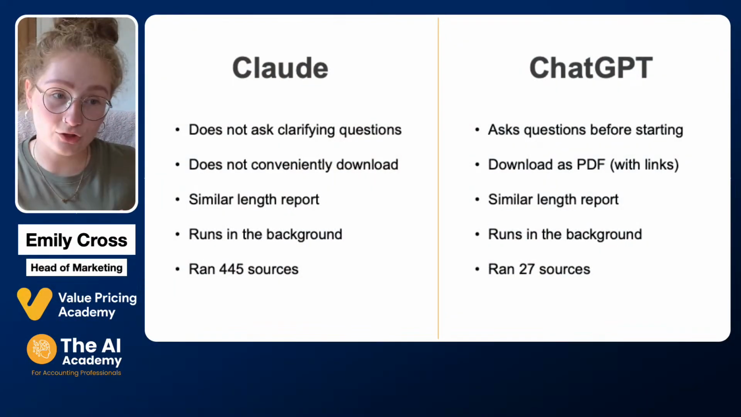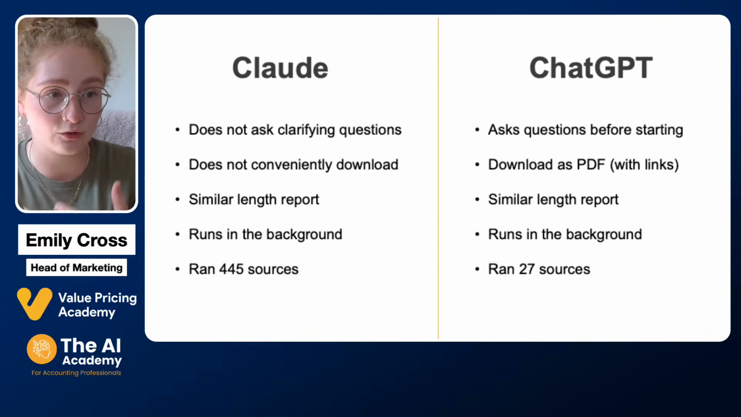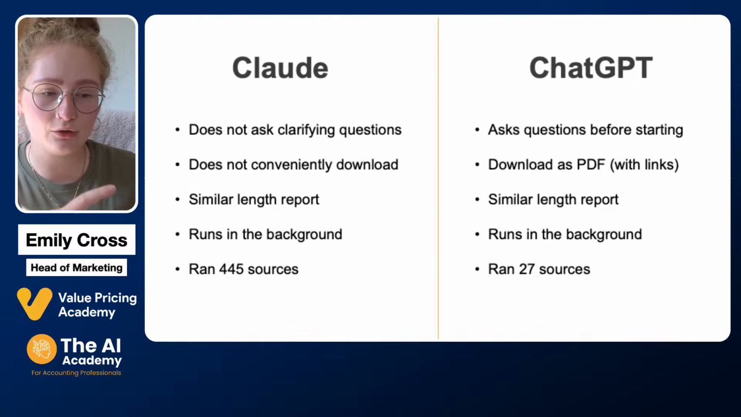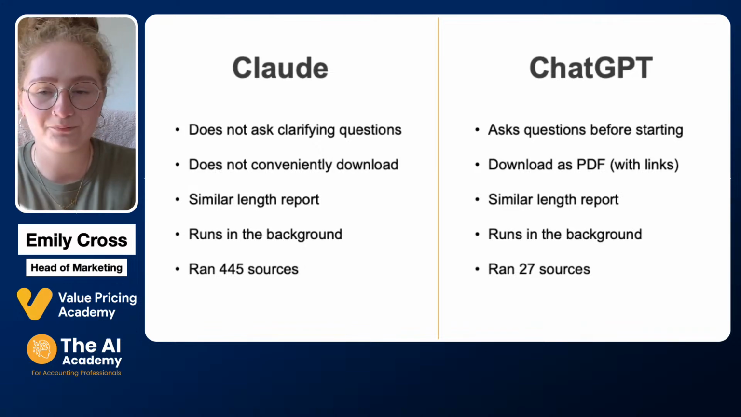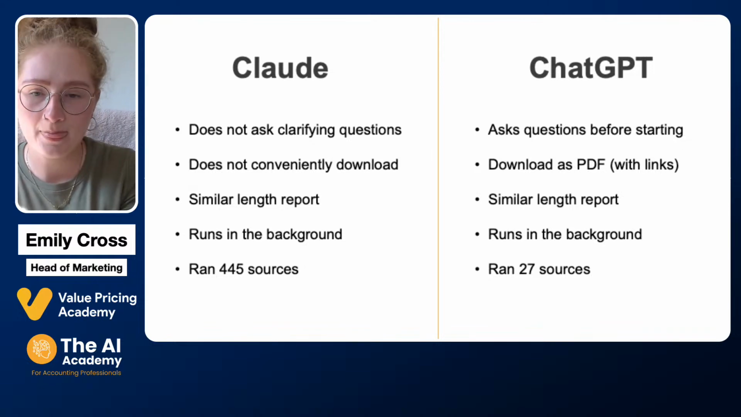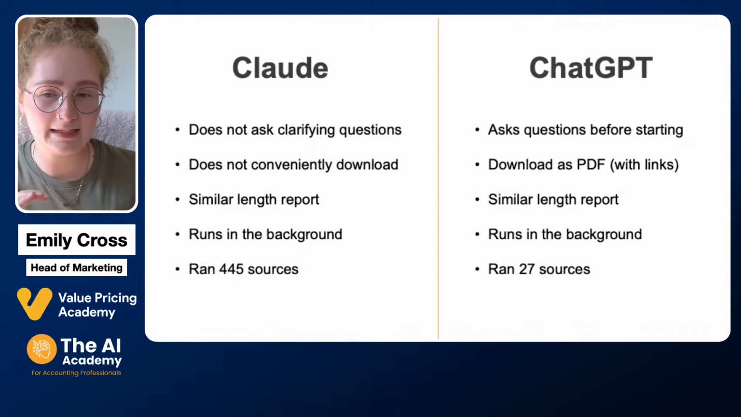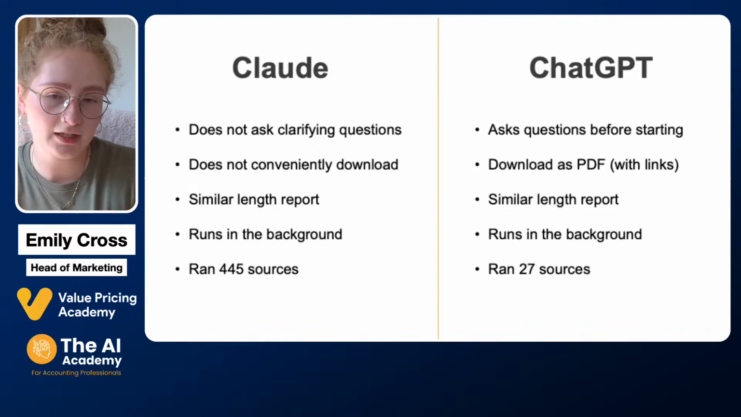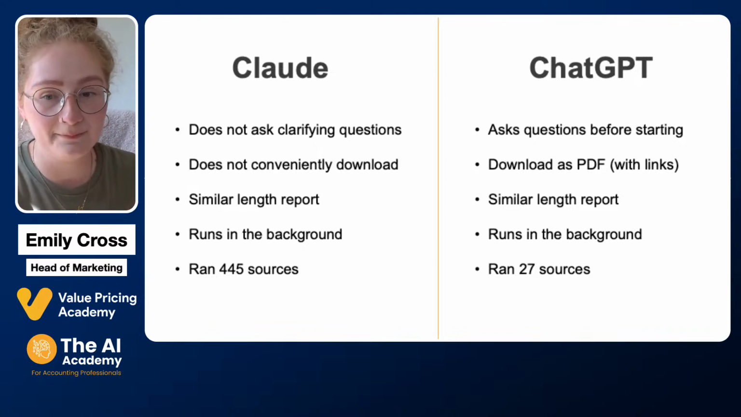So a quick recap of the differences between those then. Claude does not ask clarifying questions unless you specifically request that it does, whereas ChatGPT does. It asks those questions before it starts. Claude doesn't currently have a convenient download. You can get to that download, but it's a bit of a faff at the minute. I'm sure they will fix that. Whereas ChatGPT has a good download, which has the links incorporated in it. I'd say the reports are a similar length. ChatGPT seems maybe a little bit more in depth, but they're a reasonably similar length depending on what you're researching, and you can also put into your prompt how long you want that report to be.